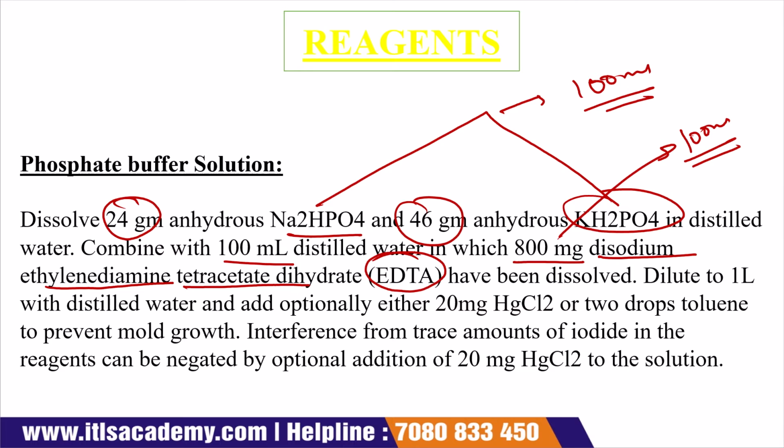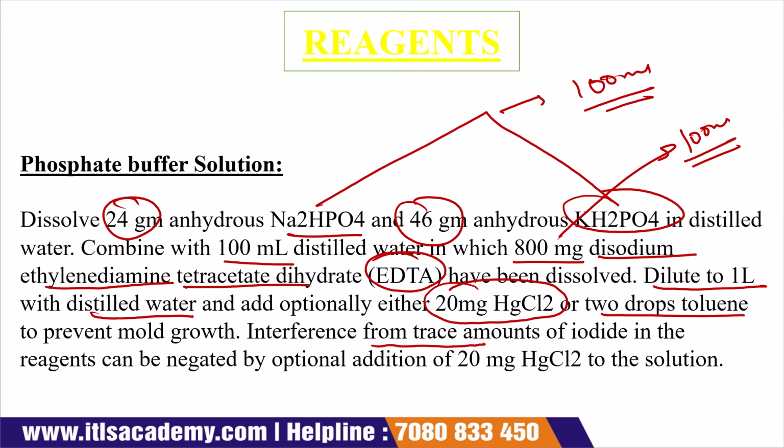Now we dilute it with 1 liter of distilled water, and then we add 20 milligrams of HgCl2, or in place of HgCl2 you can also add 2 drops of toluene, so that it will prevent the growth of mold.